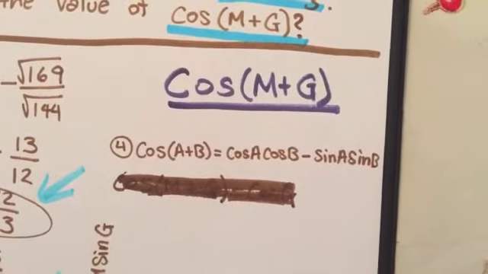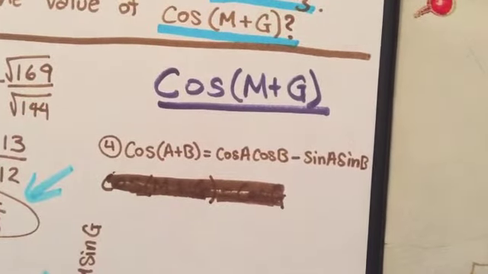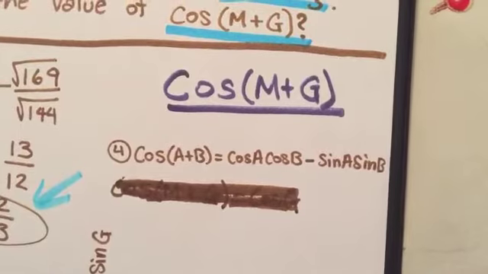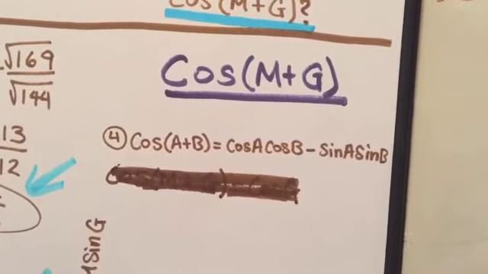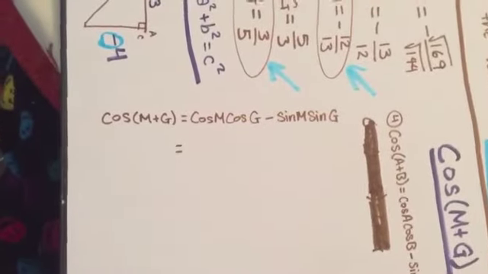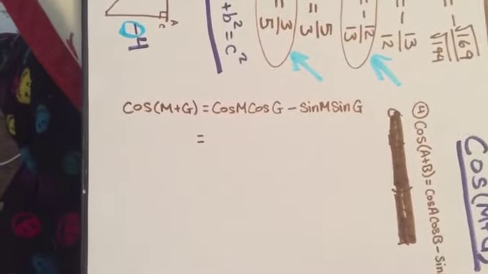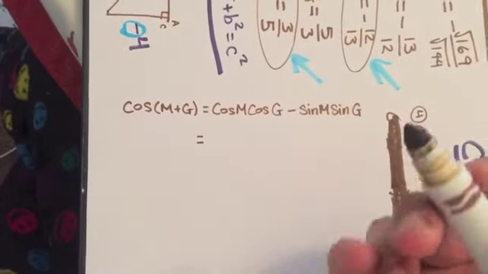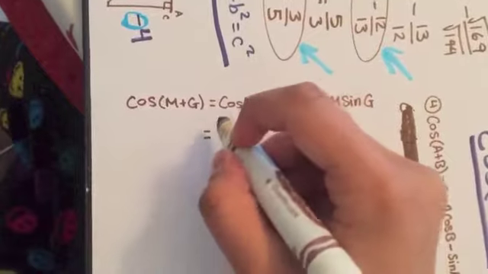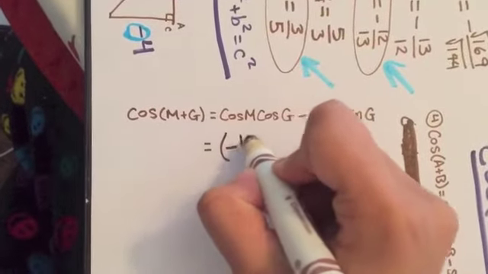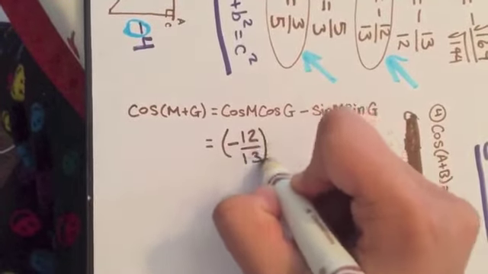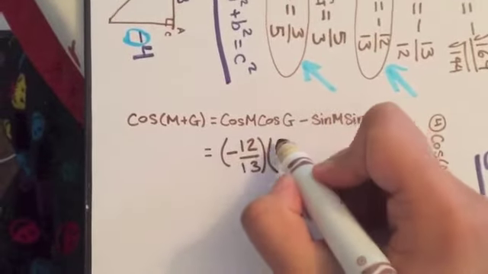Now that our triangles have been drawn, let's see what the question's asking us to find. Cosine of M plus G. Now finally, the moment I know you've all been waiting for, we get to use a compound angle formula. Let's use number 4. It's being shown on screen now. Now I've taken the liberty of putting in our variables, M and G, instead of the normal ones, A and B, to make it easier. From our special triangles, we can get our values. Cosine M is negative 12 over 13. So I'm going to write that down. Cos G is 3 over 5.